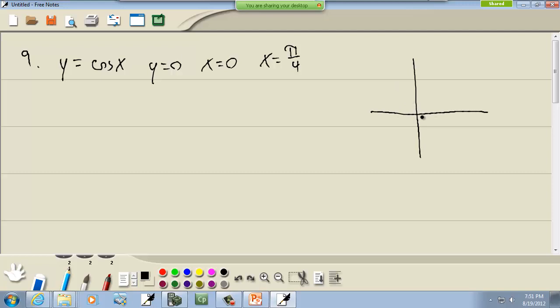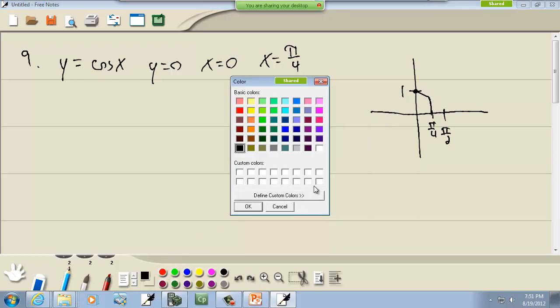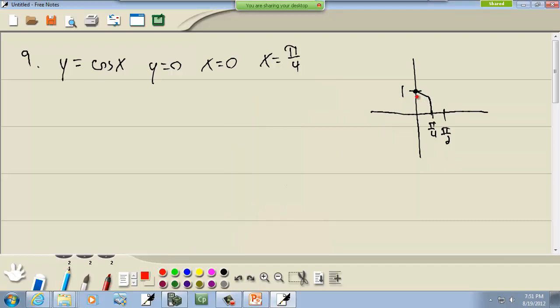Okay, so if I put 0 in here, I get cosine of 0, which is 1. But my first one would be pi over 2. And cosine of pi over 2 is 0, so it'll be down to there. So pi over 4 would be somewhere here. And then y is equal to 0 and x is equal to 0 is the axis. That's what we're working with right there.